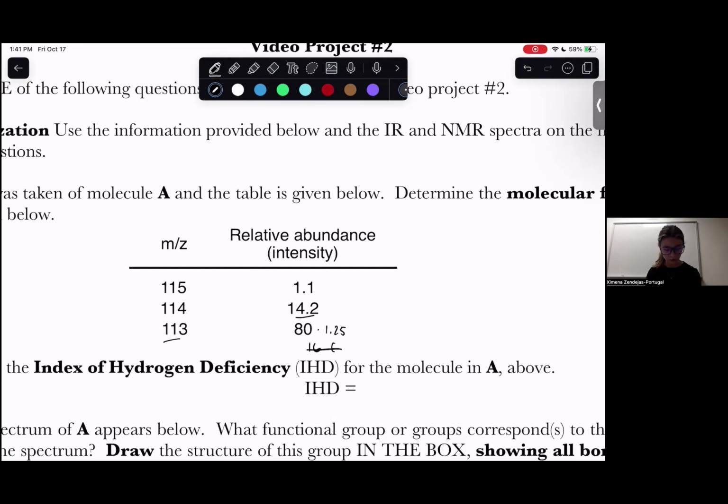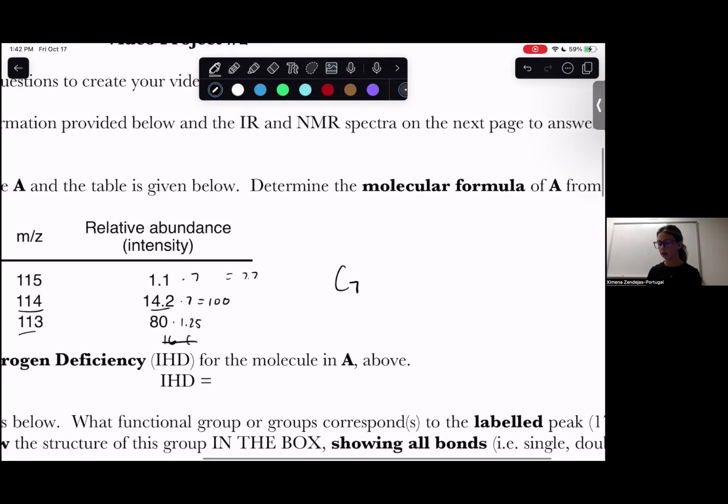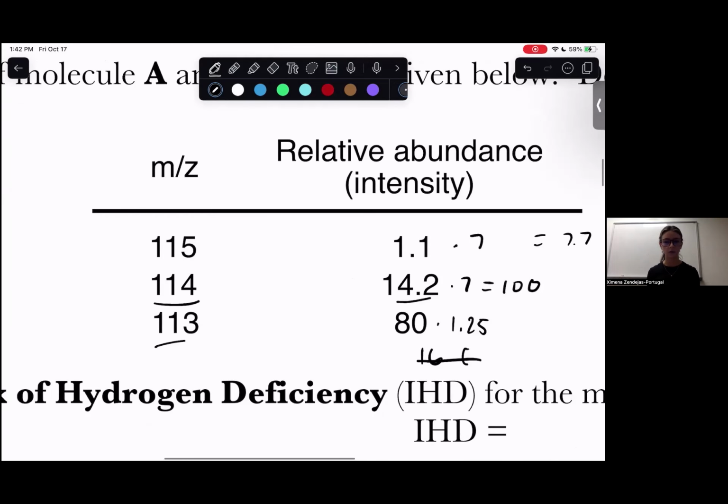So then we move up to the next one and we guess that this one is going to be our M plus. So if we multiply this by 7 to get 100 and then we multiply 1.1 by 7 and then divide by 1.1, we end up with 7. So that would tell us that we have 7 carbons in our molecular formula. And then we look over here and we see our mass is 114.